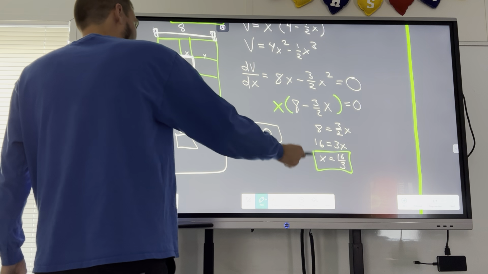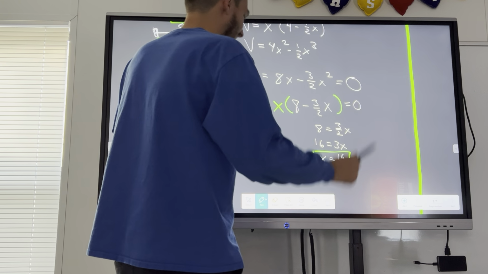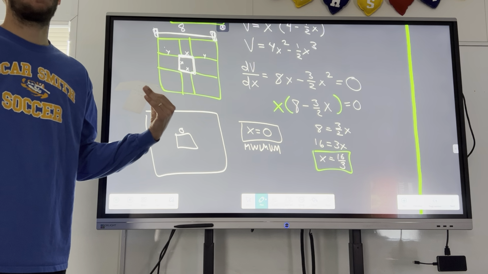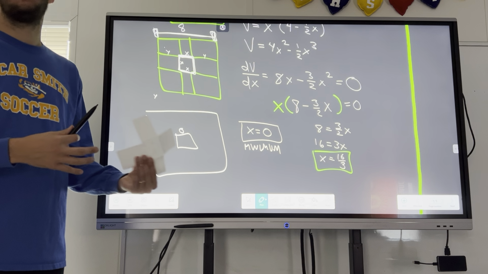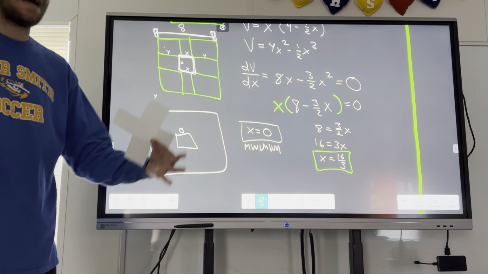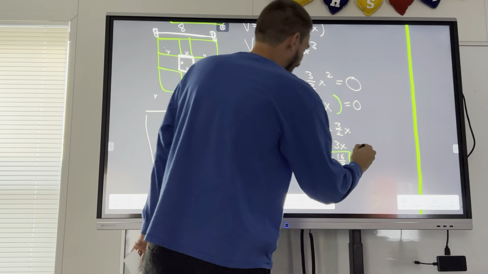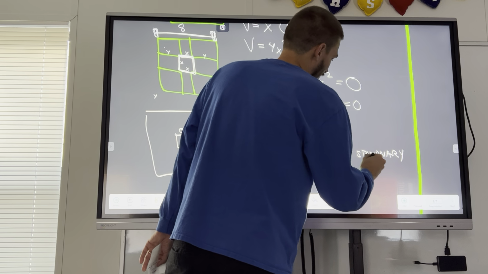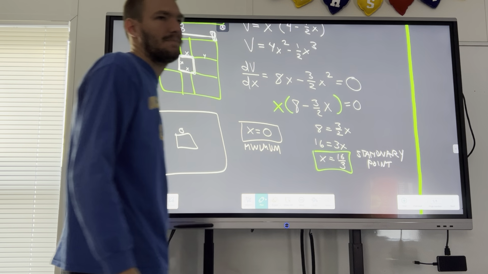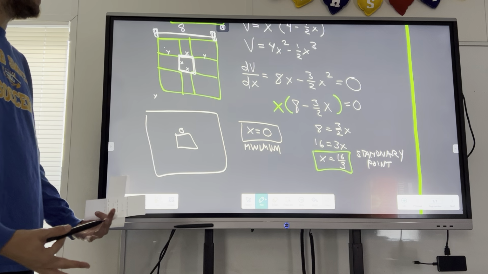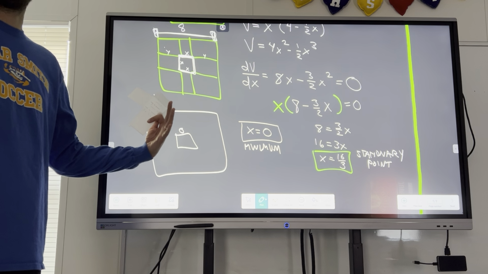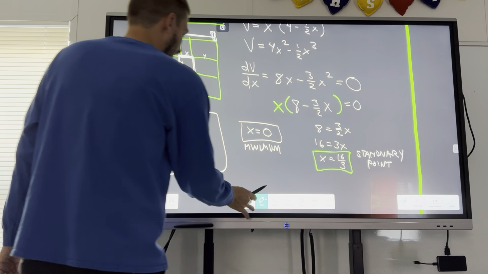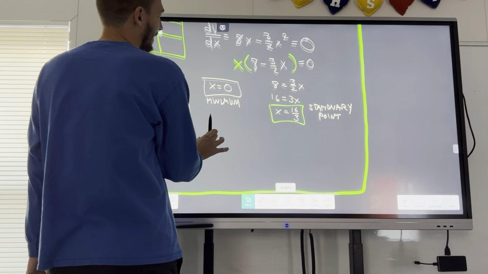Now we've got this one, x equals 16/3. And so, what do we think 16/3 is? Probably the maximum. We've already found the minimum. Now, how can we be sure it's the maximum? Well, we know for a fact that it is a stationary point. There's no arguing that. Now, if we check the second derivative and see if the second derivative is positive or negative, then we'll be sure whether it's concave up or concave down. So let's take just a second looking at the second derivative.